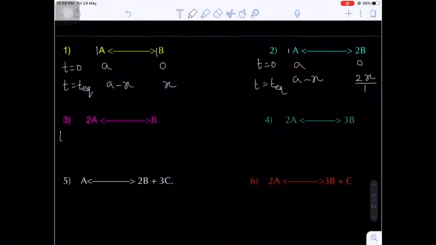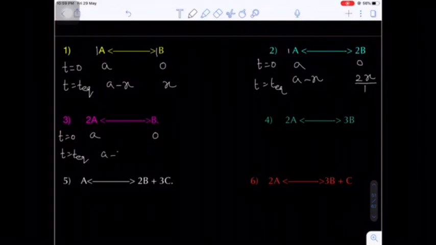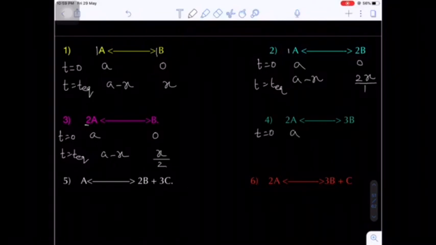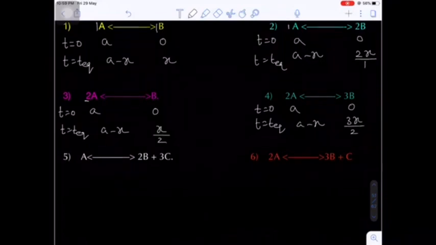Okay. Now one more example we have. Initially I am taking small a moles. Okay. At equilibrium time interval, let's suppose I am subtracting the x mole. So here I have to write 1 into x because the stoichiometry of the P is 1 into x, but the stoichiometry of the reactant is 2, so we have to divide the x by 2. Okay. Now next problem, a 0. Okay. a minus x, here 3x divided by 2.